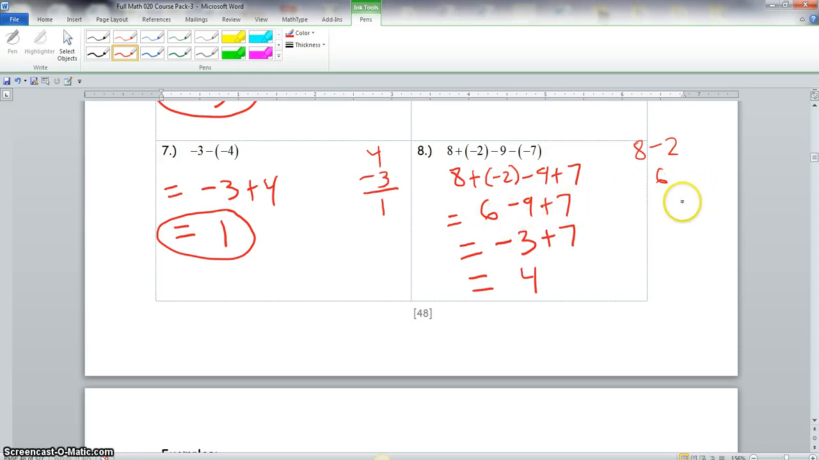6 minus 9, we know we could say 9 minus 6 is 3. But since this 9 is more units from 0, we'll take the sign in front of this 9, which will give us a negative. So we add negative 3 plus 7. So then we would take this and say 7 minus 3, we know is 4. Well, we know this positive 7 is more units from 0 than this negative 3, so our final answer is positive 4.